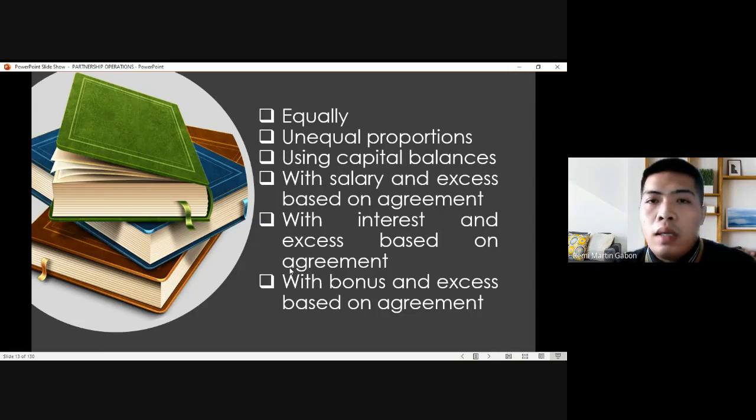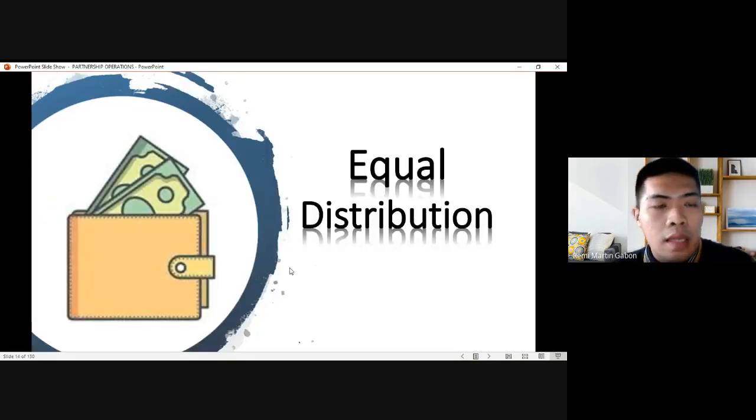or they may agree to have it mixed. There is distribution of salary, then the excess based on the agreement. Or aside from salary, they can have it with interest, then the excess based on the agreement. Or aside from salary and interest, they can add bonus if there's an agreement for bonuses. Okay, with bonus and the excess based on agreement. So how do we apply this in the problem solving? Okay, so let's proceed first with equal distribution.